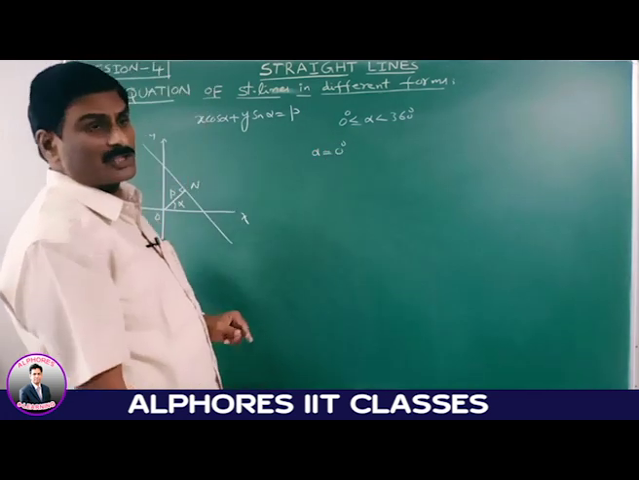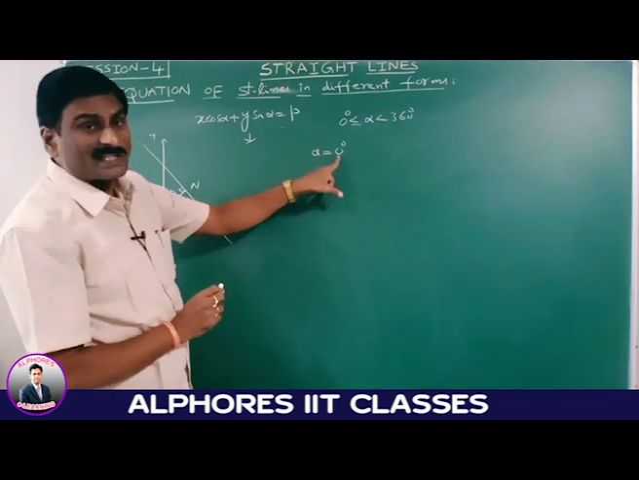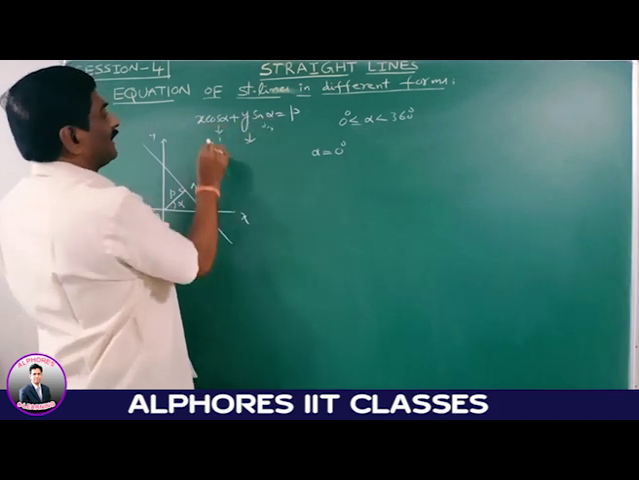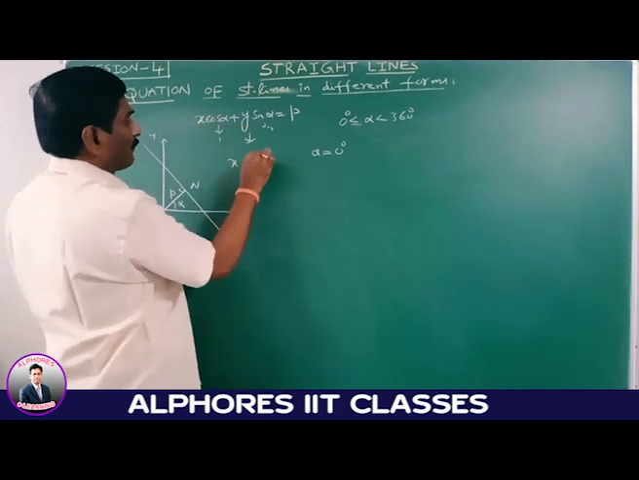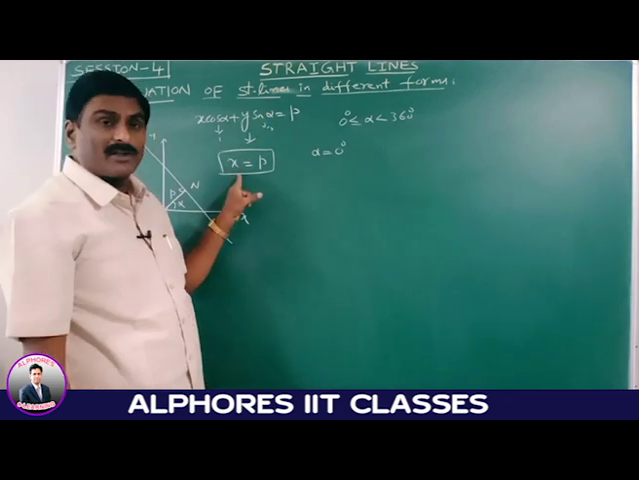Suppose alpha is equal to 0 degrees, then this equation can be reduced. What is the value of cos 0? Cos 0 means 1. Sin 0 means 0. That means x into 1 plus y into 0 means x plus 0. That means x is equal to p. If alpha is equal to 0, then this equation can be reduced into x is equal to p.